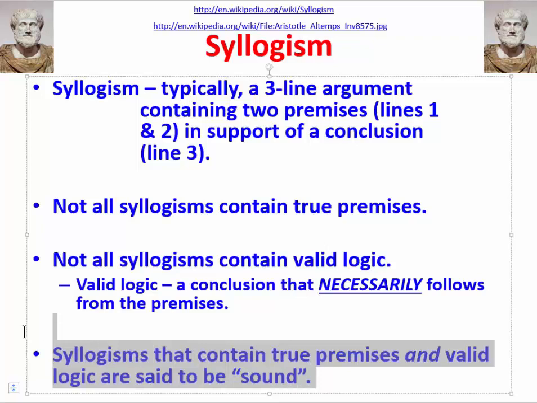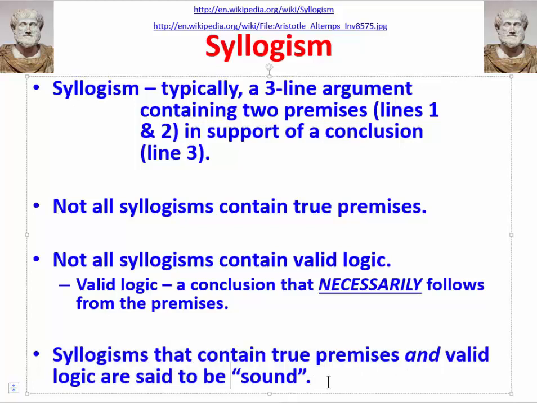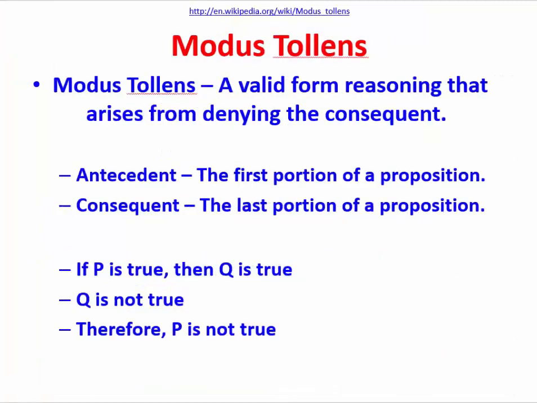Syllogisms that contain true premises and also valid logic are said to be sound. It would behoove us then to find a couple of different formats for syllogisms that always generate valid logic and hopefully then are sound if we also have true premises. Let's take 2 examples, again from the ancient world. One syllogistic format that always generates a correct outcome is the format known as modus tollens.